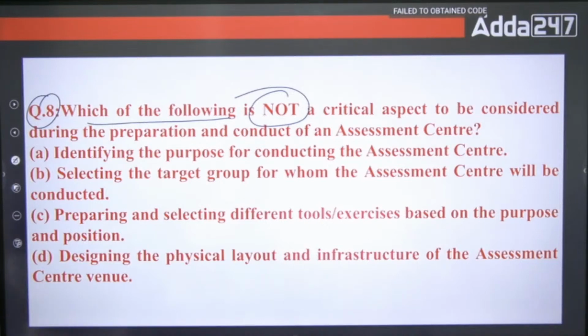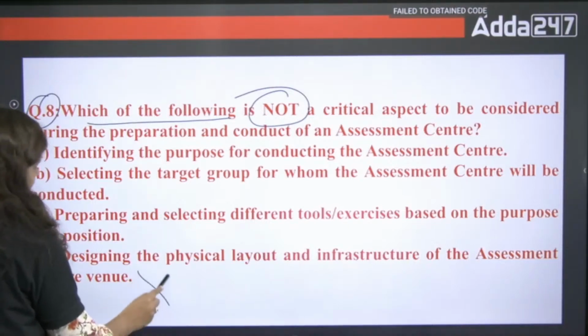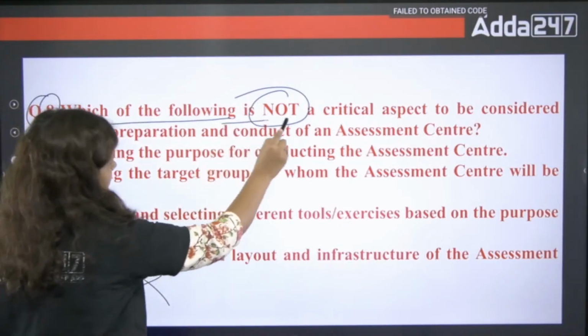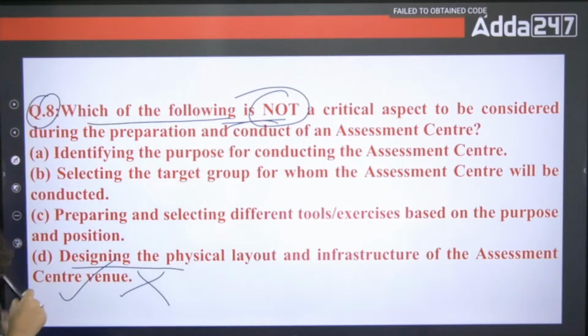Right? So the options are: A, identifying the purpose for conducting the assessment center; B, selecting the target group for whom the assessment center will be conducted; C, preparing and selecting different tools and exercises based on the purpose and position; and D, designing the physical layout and infrastructure of the assessment center venue. So here D is the right answer, because we are talking about the not a critical aspect.